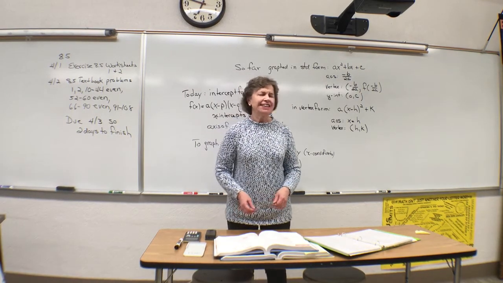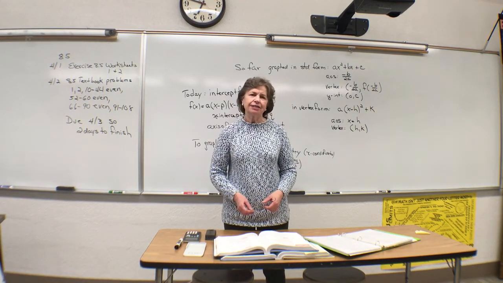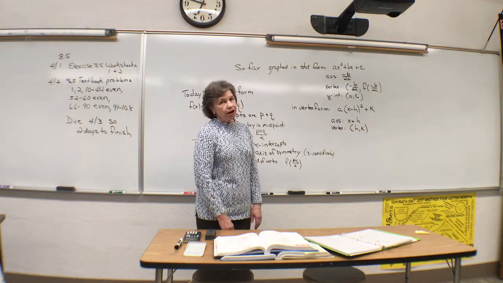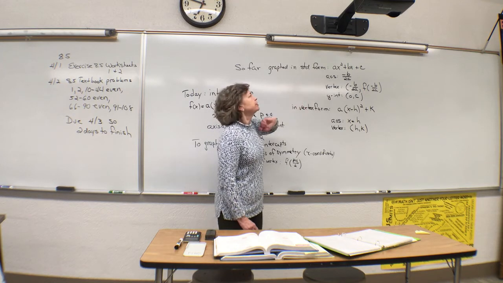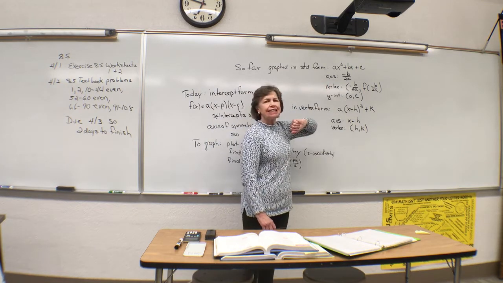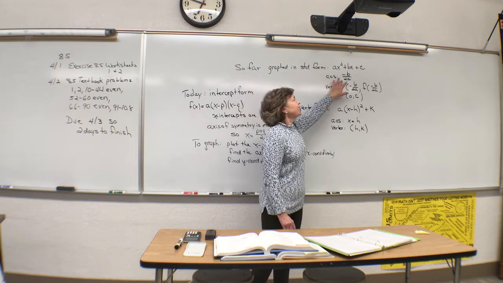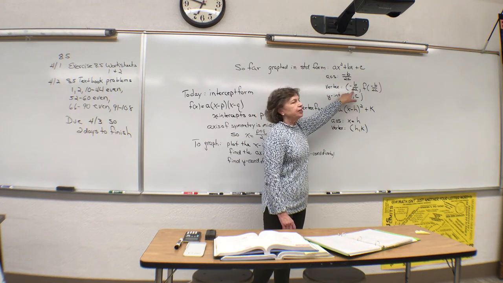Welcome back. I think this is April 1st, and we are looking at section 8.5 in your textbook. So far, we have graphed quadratic equations in standard form, so they were ax squared plus bx plus c. Remember that we found the axis of symmetry by finding minus b over 2a. We found the vertex, that was the x-coordinate of the vertex.